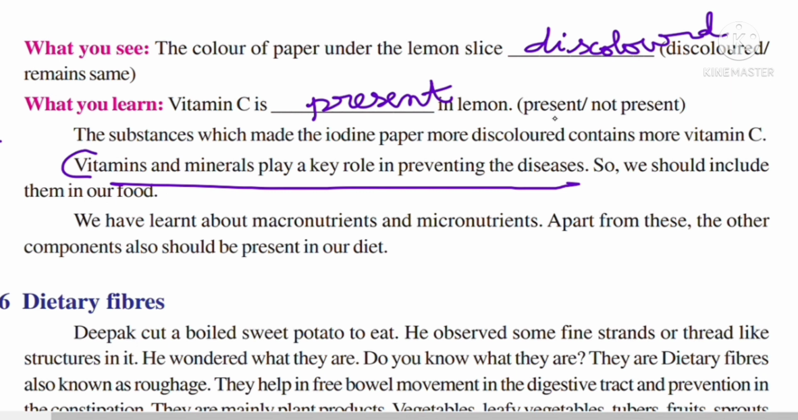We have learned about macronutrients and micronutrients. And what were the examples for macronutrients? Carbohydrates, proteins, fats. They are needed in large quantities. So these are called macronutrients. And what are micronutrients? Minerals and vitamins are essential in less quantity. So these are called micronutrients.